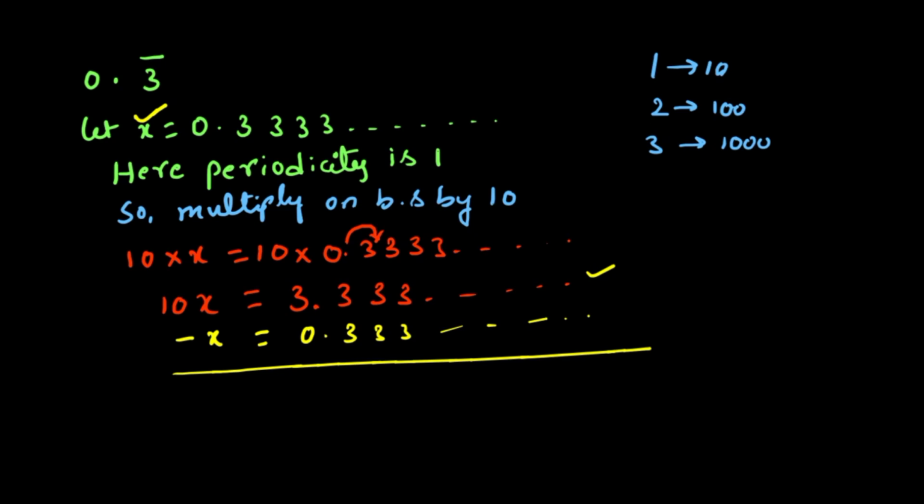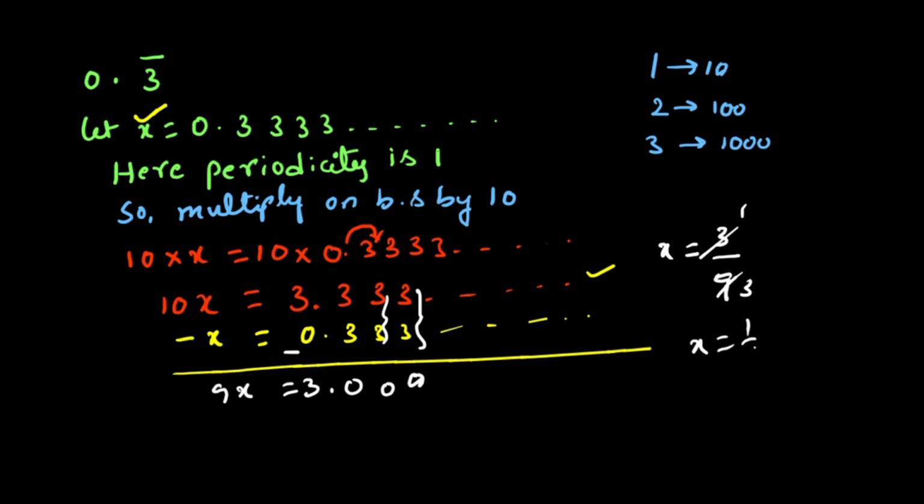So subtracting here, I will get 3 minus 3 is 0, this 3 minus 3 is 0, and here also 0. 3 minus 0 is 3, that equals 10x minus x is equal to 9x. So from this, x is equal to 3 by 9. If we do the cancellation, 3 1s are 3, 3 3s are 9, then x is equal to 1 by 3. What is x here? 0.3 bar. This 0.3 bar equal to 1 by 3 is the answer.